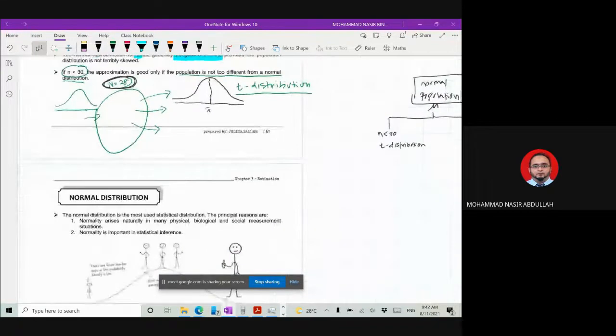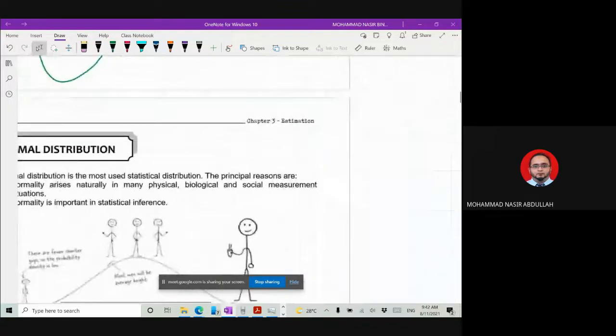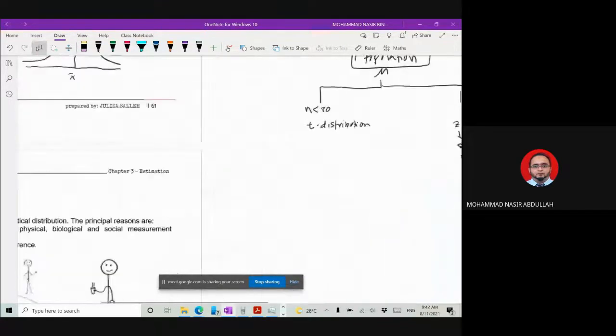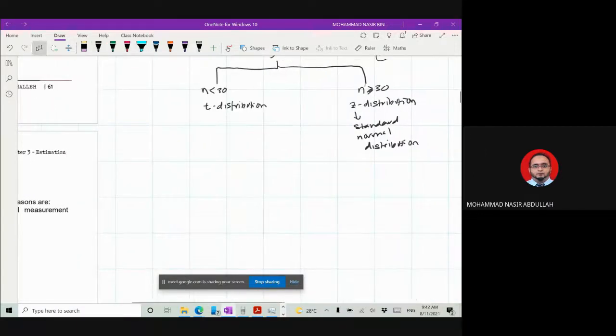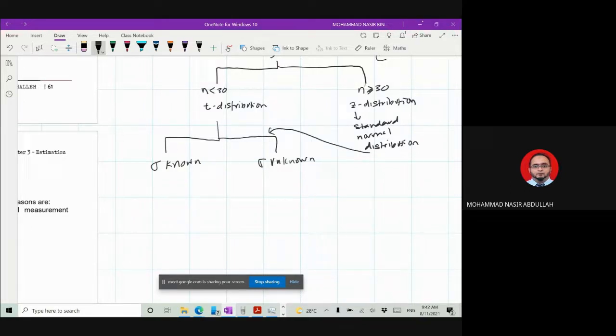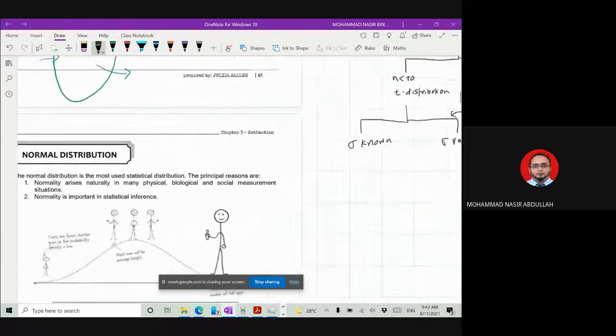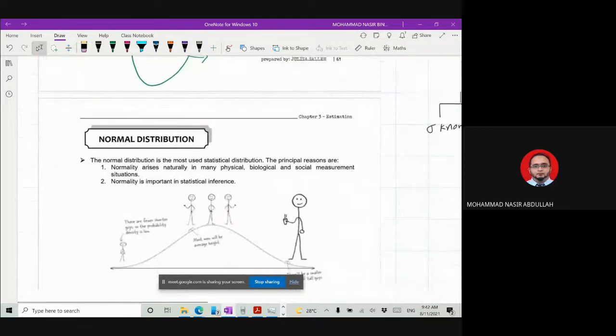Any questions before we go further on normal distribution? So later we will discuss whether the population mean and population standard deviation are known or the population standard deviation is unknown. This is the same thing. We will look at it in more detail later. So now, let's look into the normal distribution.